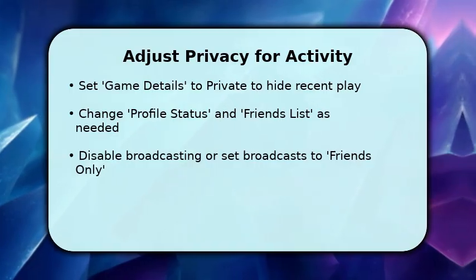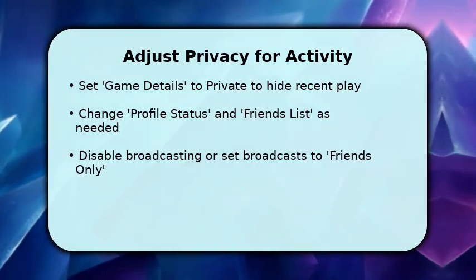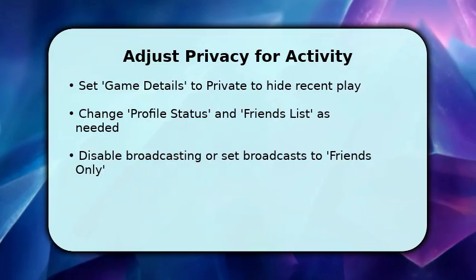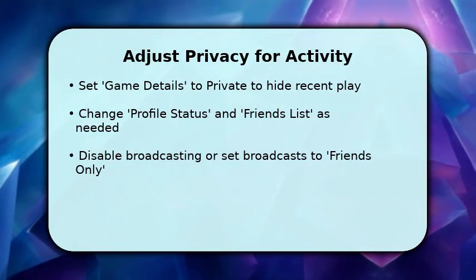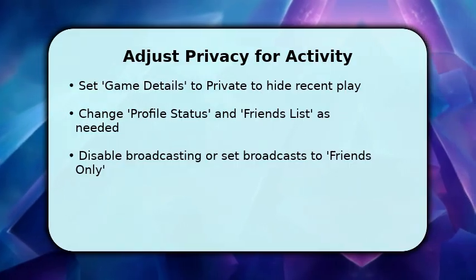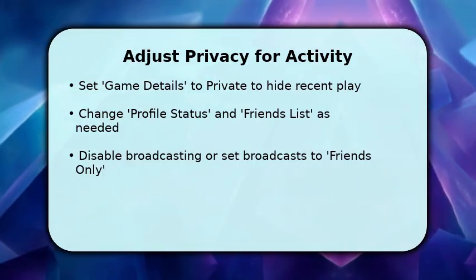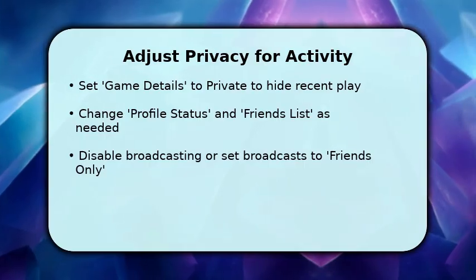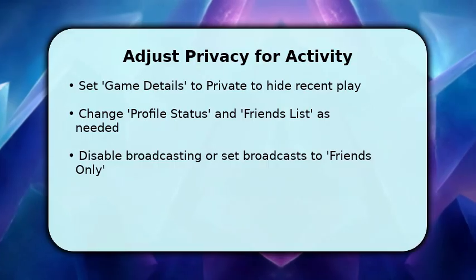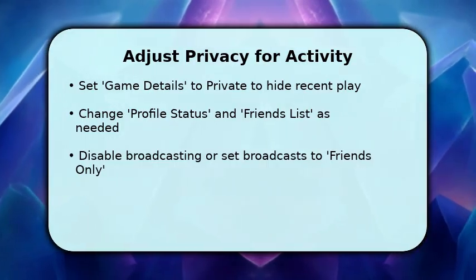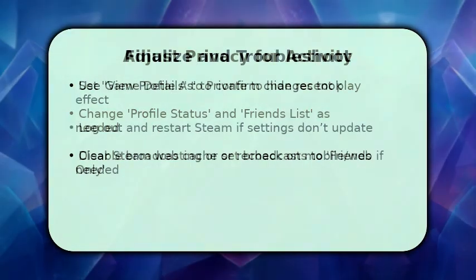Next, set profile status and friends list visibility to your preferred level to limit who can explore further. Also disable broadcasting or set it to friends only to prevent live activity from streaming out. You do all of this because multiple settings control different surfaces where activity appears, so cover each one to be thorough. Finish by using View Profile as to confirm your recent activity is hidden.